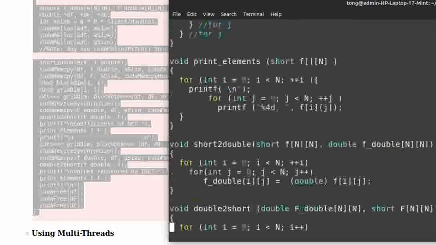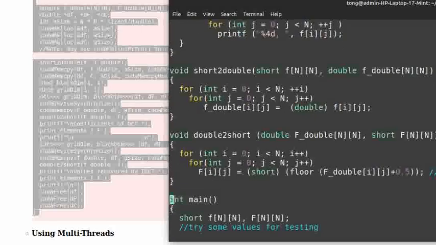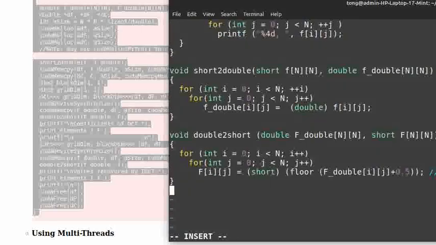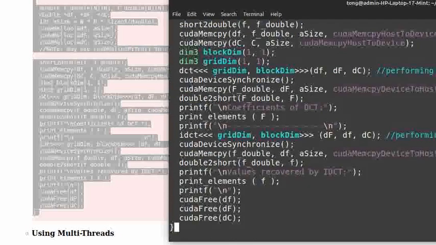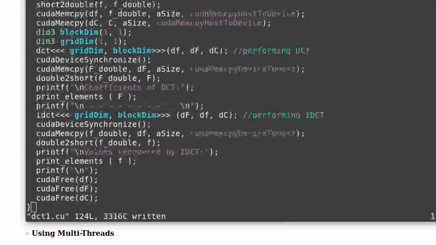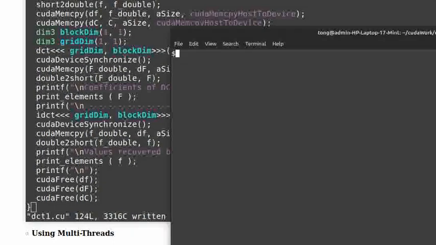Okay, so we don't need this main anymore. Okay, we save this. So this is our new code. And now let's compile this.